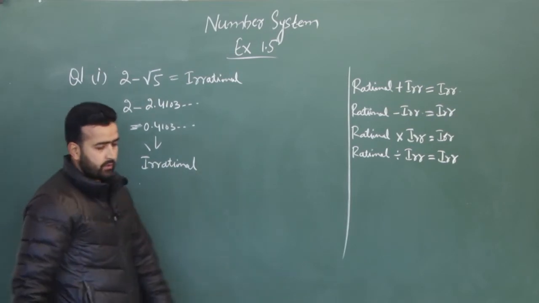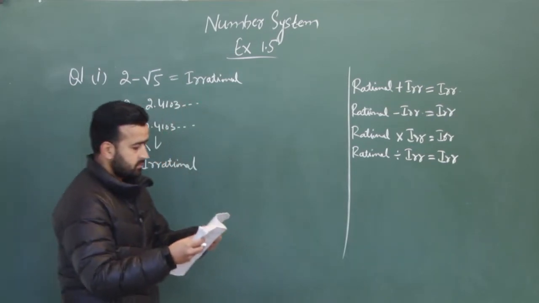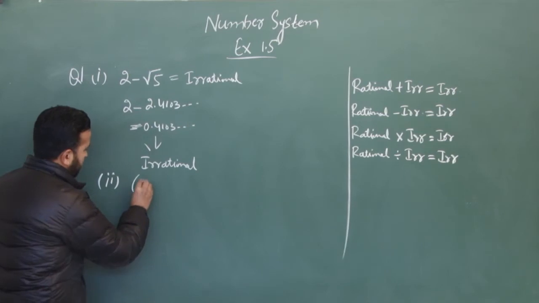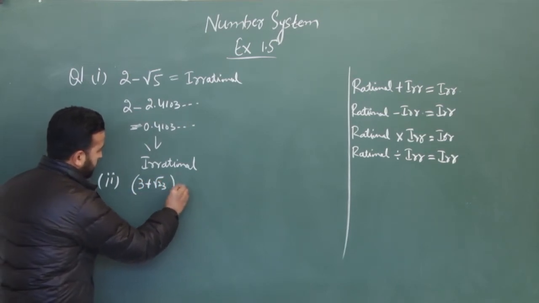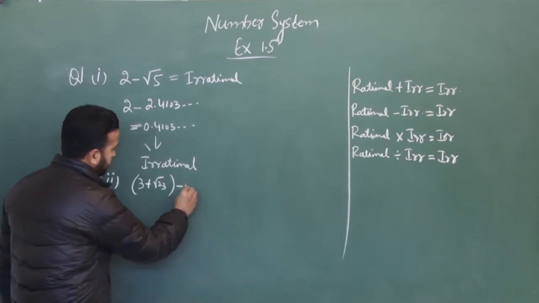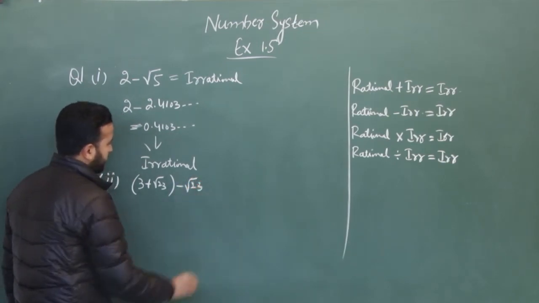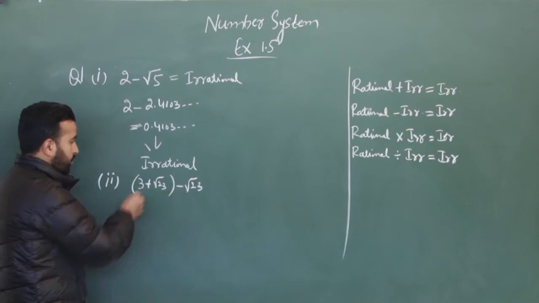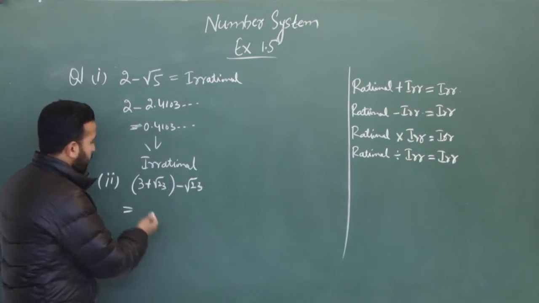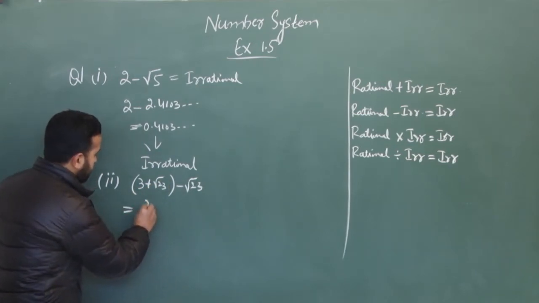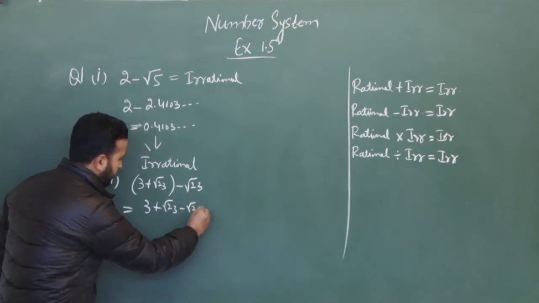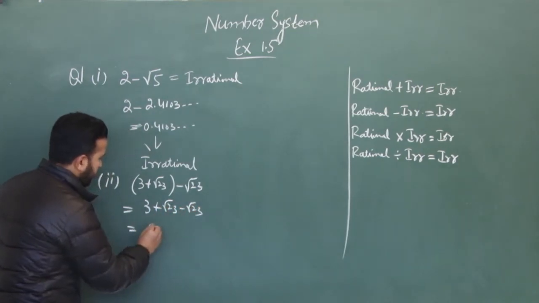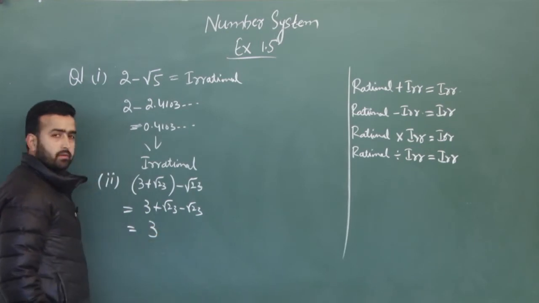Now we have the second one, that is 3 plus under root 23 subtracted by under root 23. First of all, you can remove this bracket, that is 3 plus under root 23 minus under root 23. So in short, we will get this as 3.